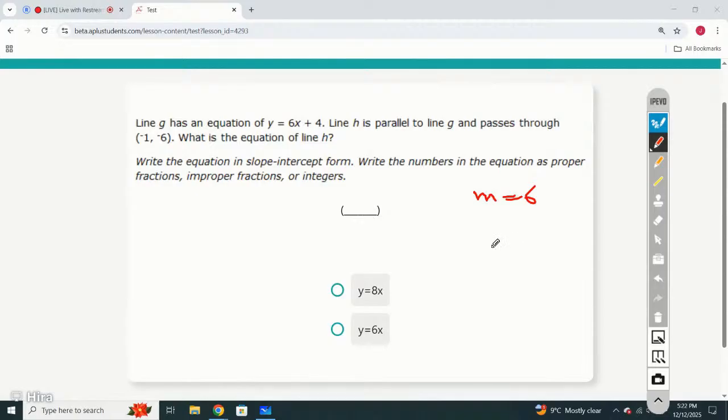Now the lines are parallel, so their slopes are exactly equal. So line H has the slope that is also 6 because the two lines are parallel. Got it?